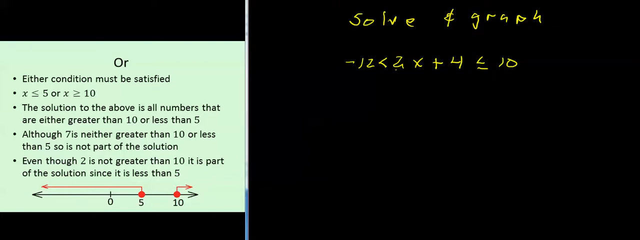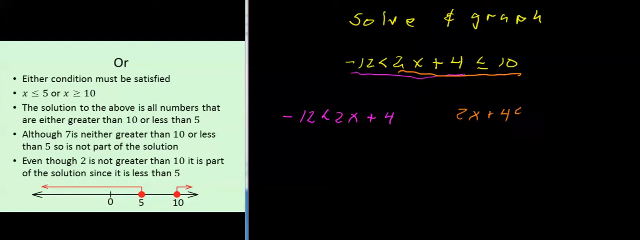All right, let's look at a quick example. Here I have negative 12 less than 2x plus 4 less than or equal to 10. This is a compound inequality, and it's an and. What I'm going to do is write this inequality, negative 12 less than 2x plus 4, and then write this inequality, 2x plus 4 less than or equal to 10. And I'm going to solve both.